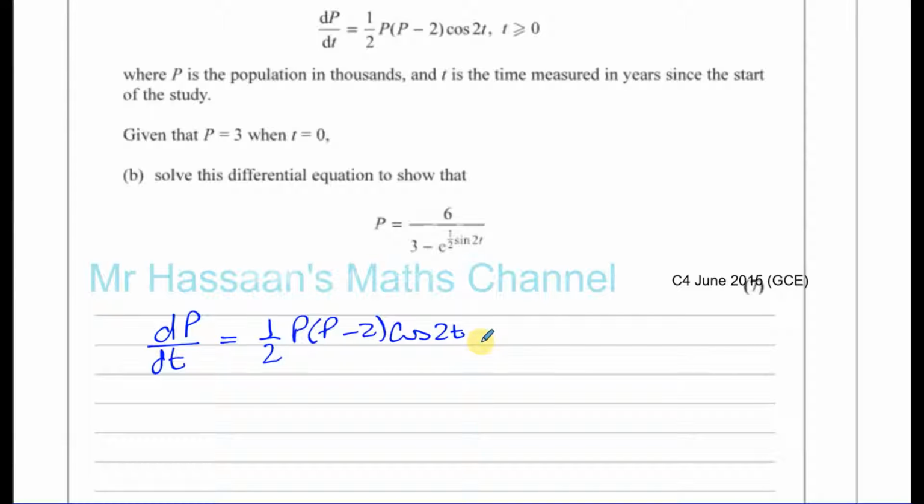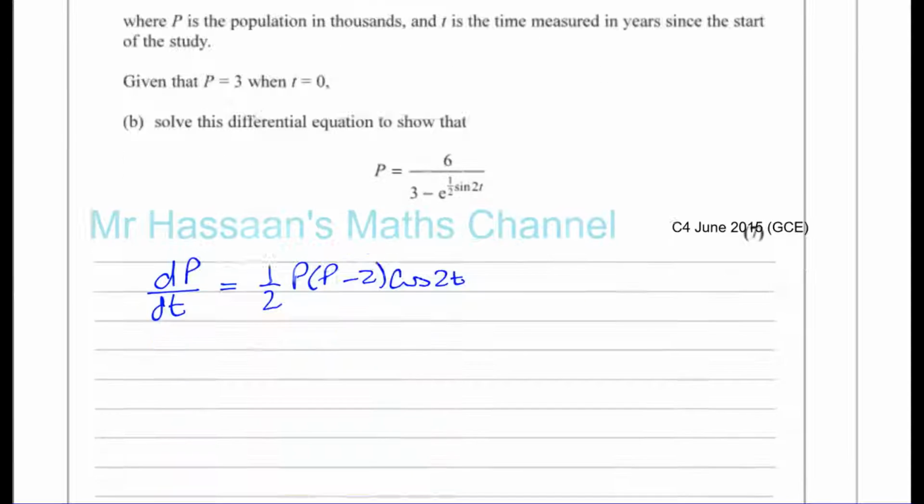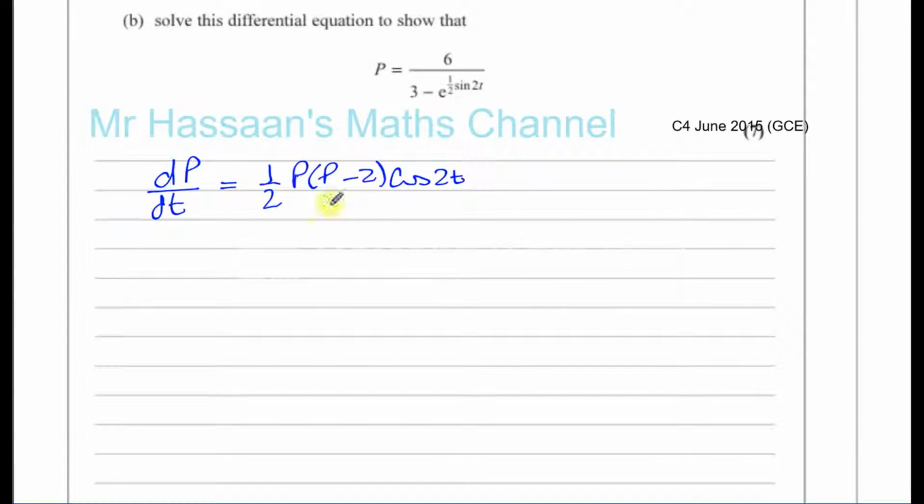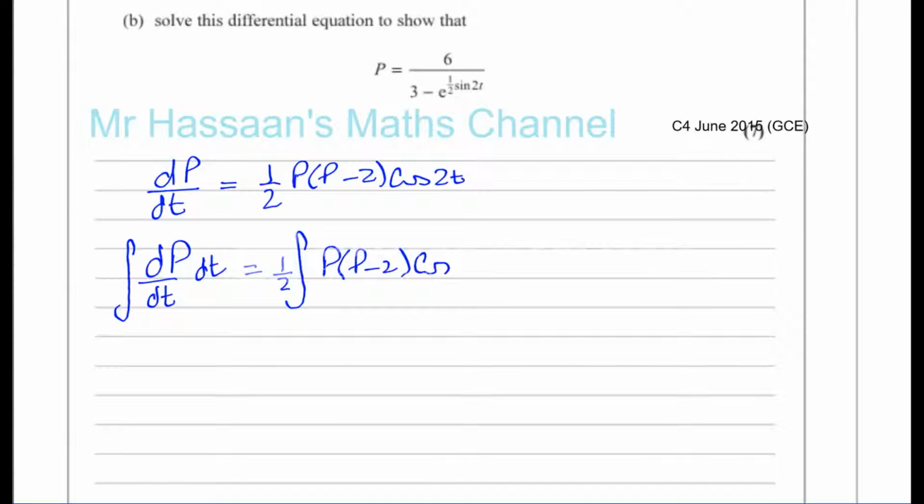So we have the variables t and P here. We want to solve this differential equation. To solve it, I'm going to integrate both sides with respect to t. So I'll write the integral of dP/dt dt, and I'm also going to integrate this side with respect to t. I can leave the half out there. I'll have P times P minus 2 times cosine 2t dt.